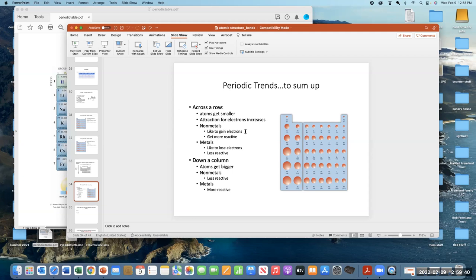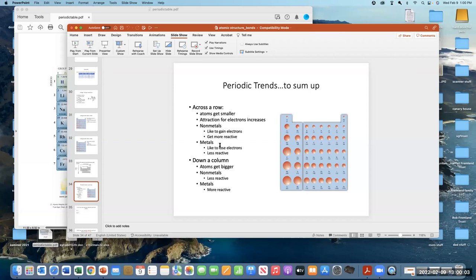Nonmetals are trying to gain electrons. So if you're trying to gain electrons, this is a good thing, because as you get smaller and smaller, it's going to be easier and easier to gain the electrons. Therefore, nonmetals tend to be more reactive as we go across the row. I want to make sure you guys have that.